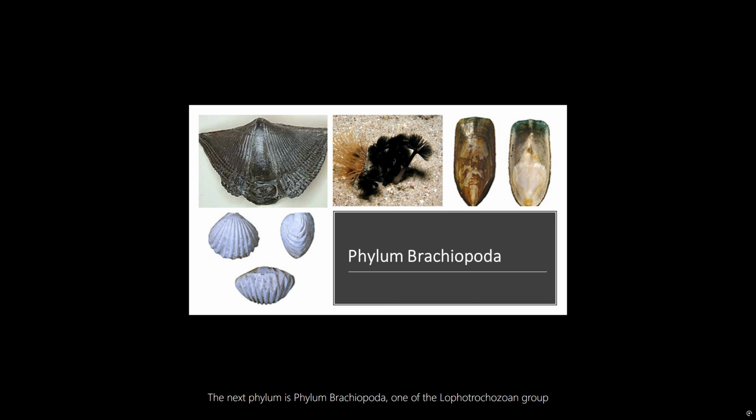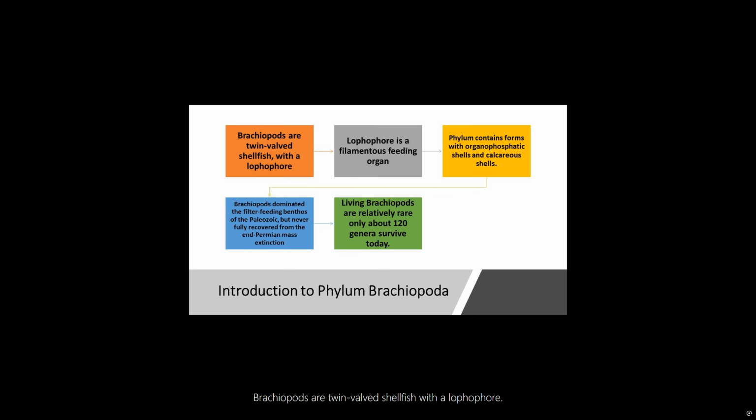The next phylum is phylum Brachiopoda, one of the Lophotrochozoan group of bilaterian metazoans. As you can see here in the top middle photo, brachiopods are still around today. Brachiopods are twin-valved shellfish with a lophophore. Their valves, or shell halves, can be organophosphatic or made of carbonate. The brachiopod lophophore is a filamentous feeding organ.